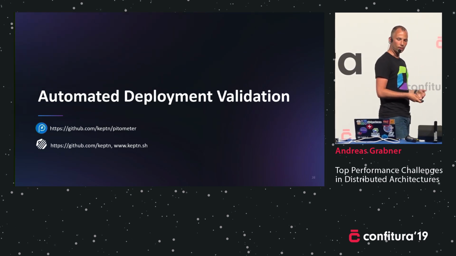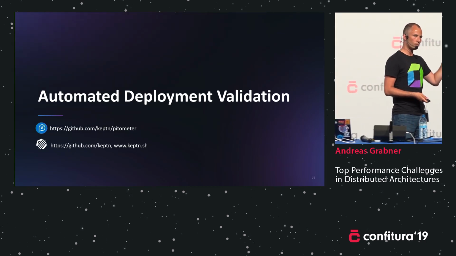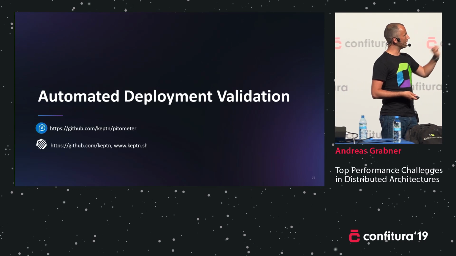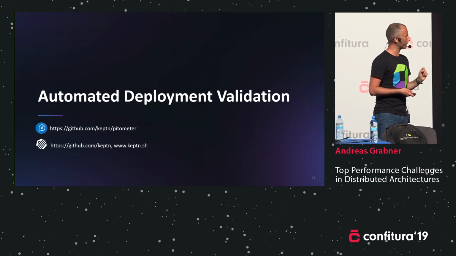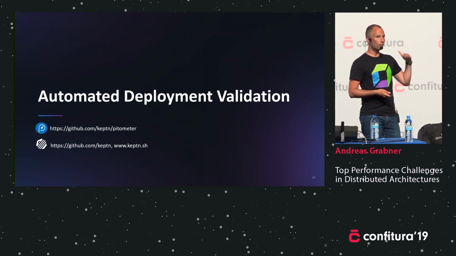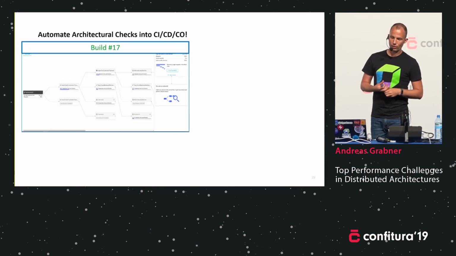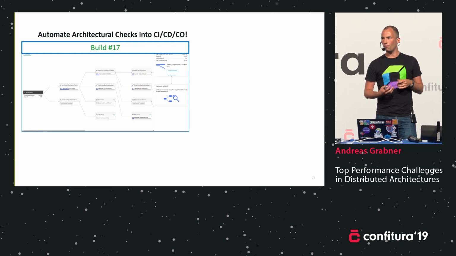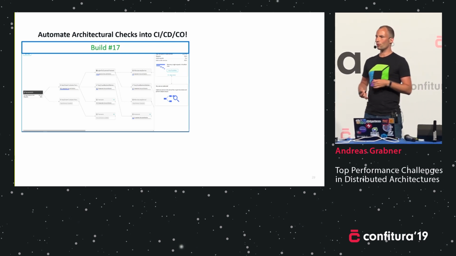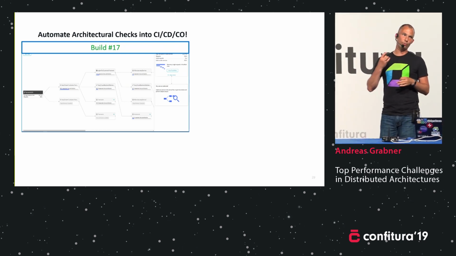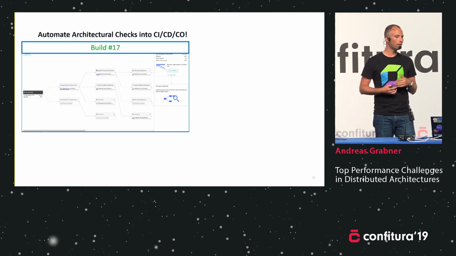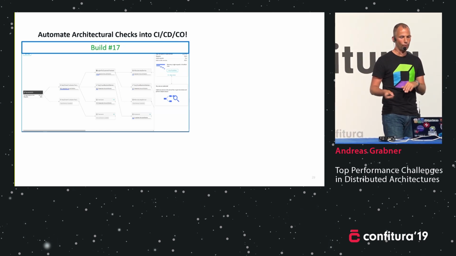So I want to show you, and this is also what we built into our open source project, especially into the component that is called Pitometer. You can download it from GitHub. So what is this all about? It's really about automating the architectural validation or architectural regression analysis between different builds or configuration or deployment changes.